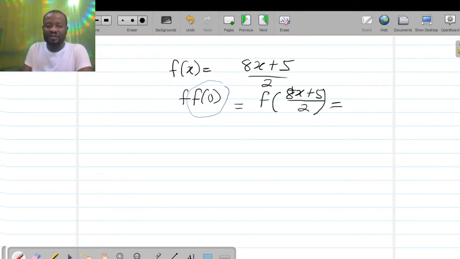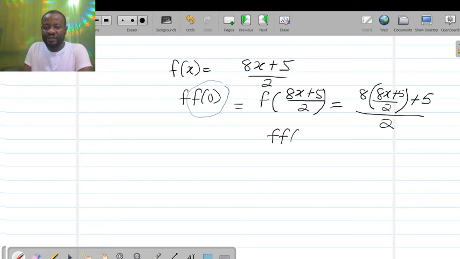What this gives us is, anywhere I come across x, I replace it with this number. Now this will be 8x plus 5 over 2, then plus 5, and all divided by 2. So my f of f of 0 simply means I will substitute x to be 0. So this number here will now be 0, because 8 times 0 is 0.